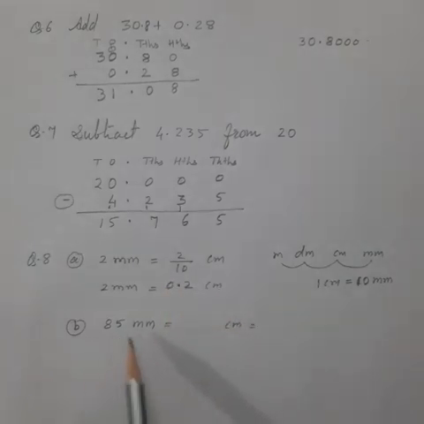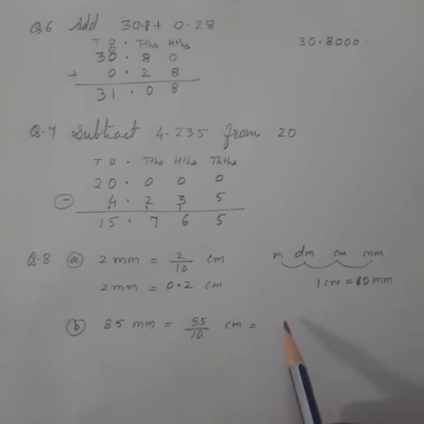B part. 85 millimeters means how many centimeters? Millimeters to centimeters, smaller unit into greater unit. So divide 85 by 10. Denominator is 10. That means in decimal form there is only one digit after the decimal point. So insert the decimal point before one digit, before 5. So it is 8.5 centimeter.